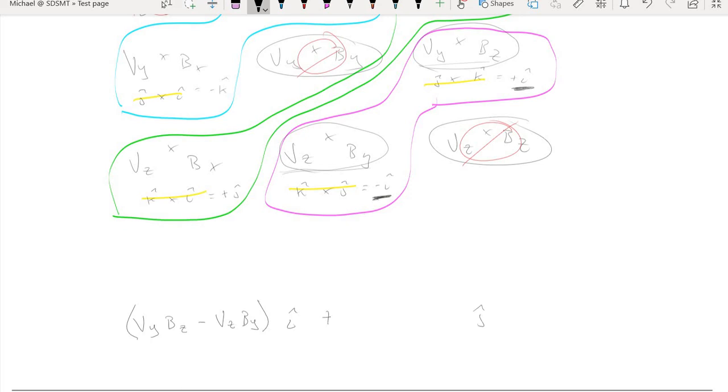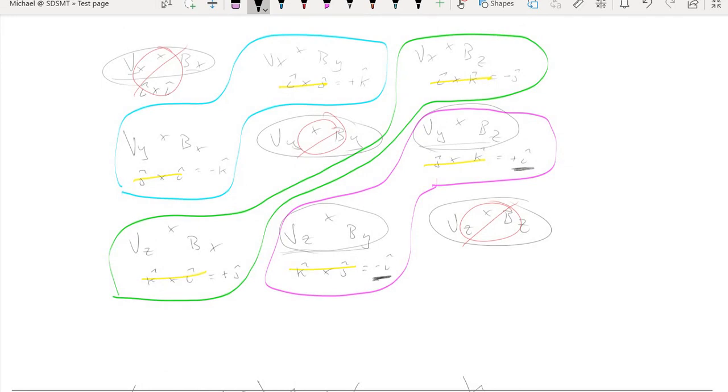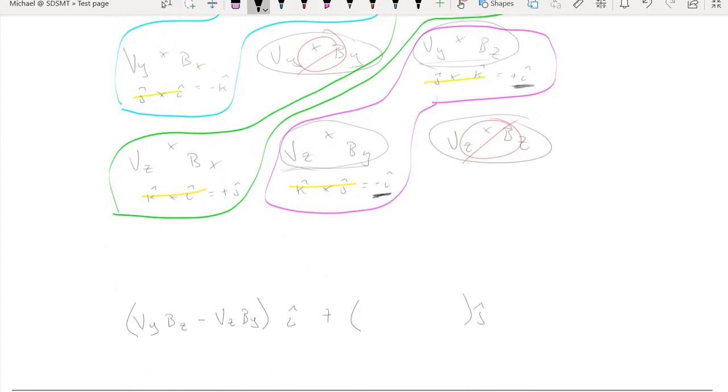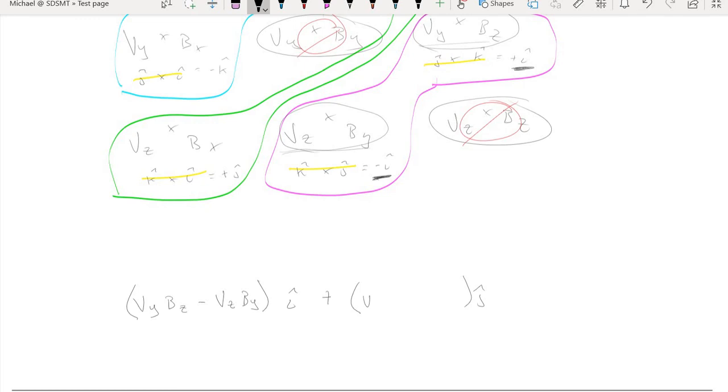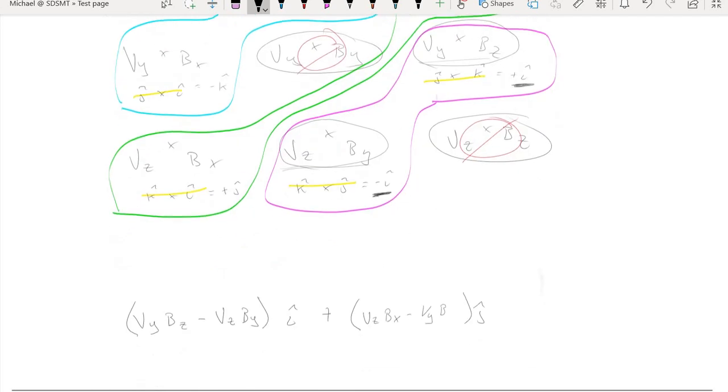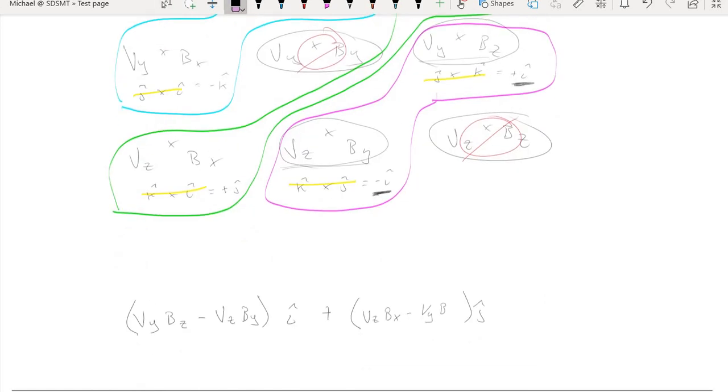Then we'll put together the j hats. There's 2 j hats, and those have been circled in the green highlight here. Again, there's a positive and there's a negative, and I will combine them accordingly. I'll start with the positive. I'll subtract the negative. Oops, sorry, that's the wrong one. It should be Vx Bz.